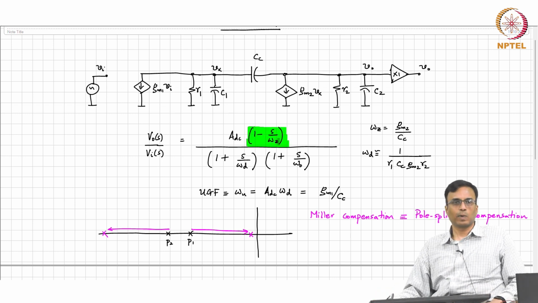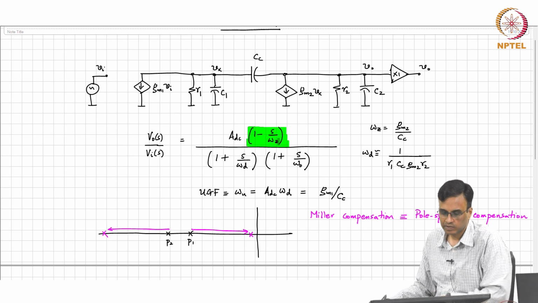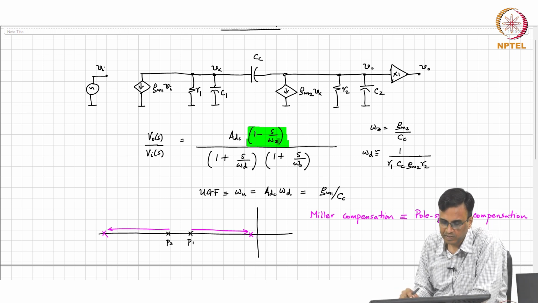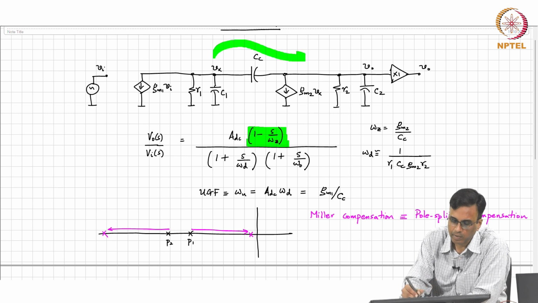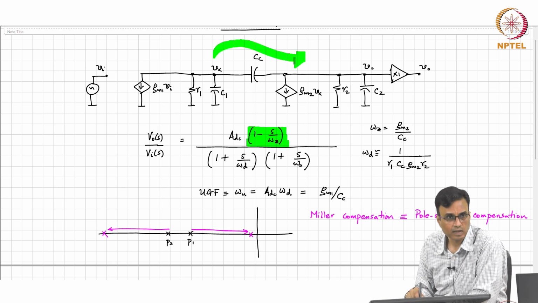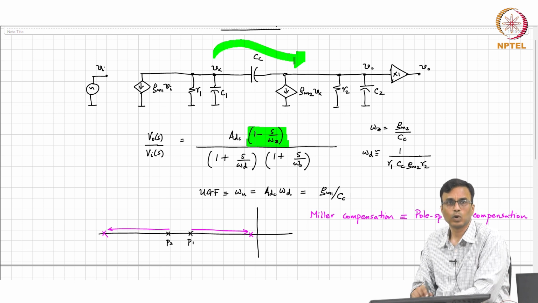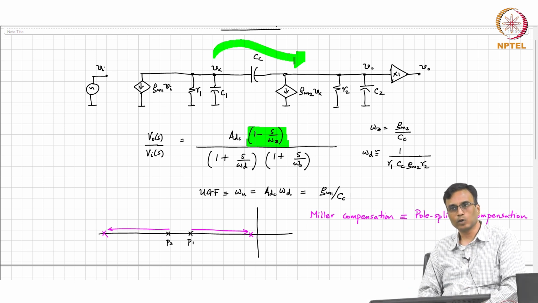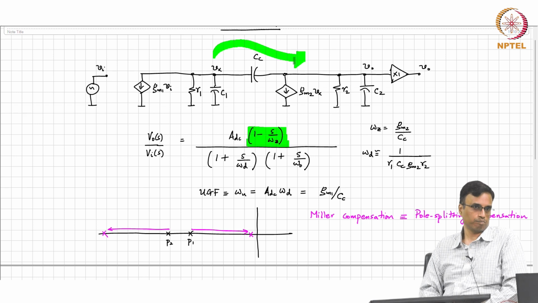So, 1 minus s by omega z is a right half plane 0, and that is coming because of the feed forward path due to Cc. And now we have learnt enough about stability to understand that this right half plane 0 is a problem for stability, because even though it is a 0, it is in the right half S plane, so it causes phase lag, right.